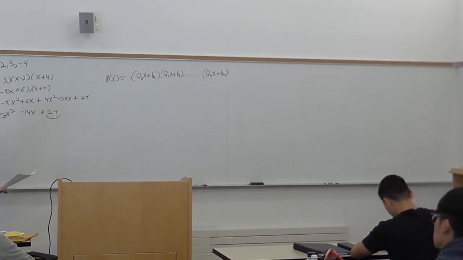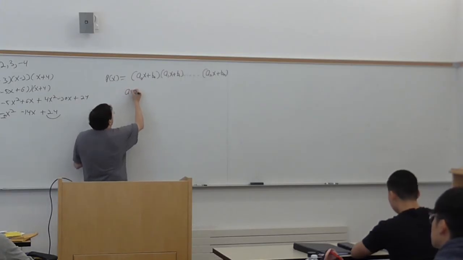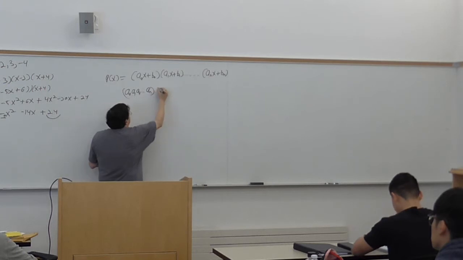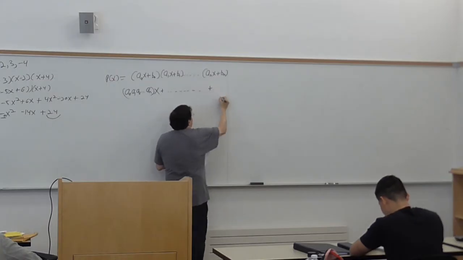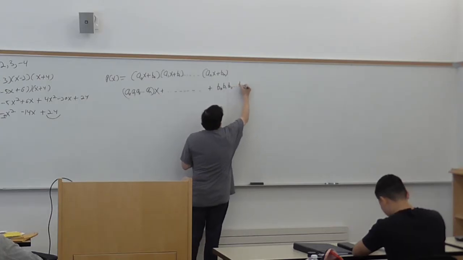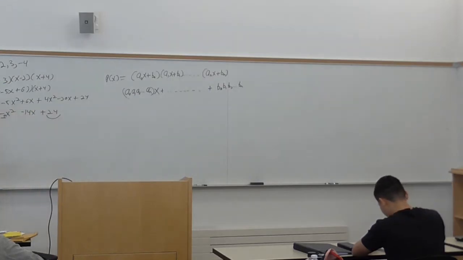What else can we tell about this? Well, clearly the leading term is going to be a0, a1, a2 through an times x to the n. There'll be some other terms in the middle. And the constant term is going to be b0, b1, b2, all the way down to bn. Right? So that observation that we saw here isn't really all that surprising.